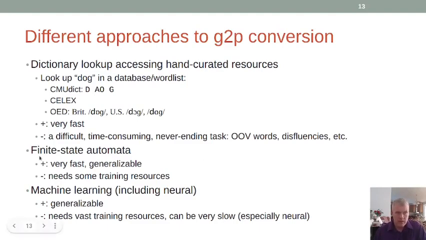Another approach is to create what's called a finite state automata or automaton. Singular, automaton; automata is the plural. And this is very fast and generalizable, but the con is it needs some training data. Or a third approach is to do machine learning, including neural networks. The positive thing is that it's generalizable, but a negative is that it needs vast training resources and can be very slow, especially neural networks.